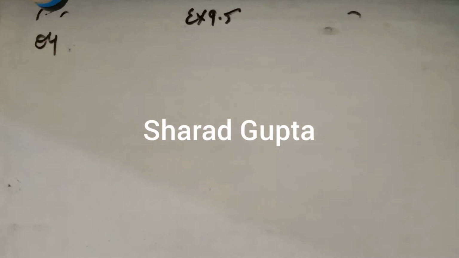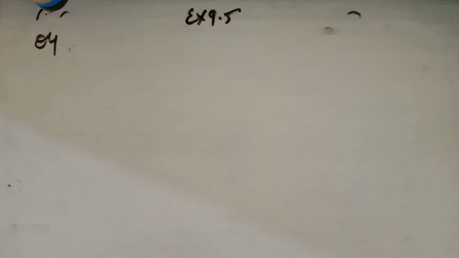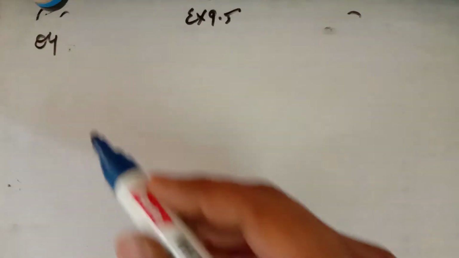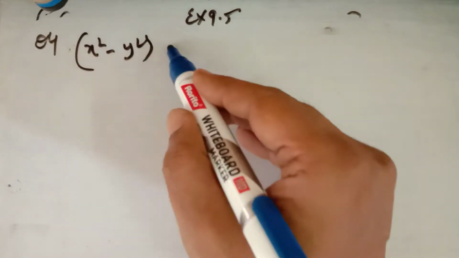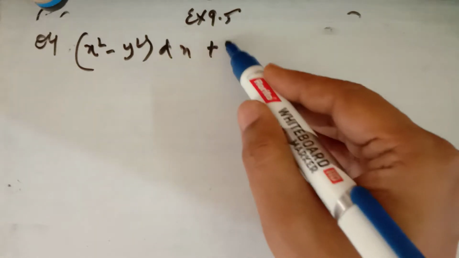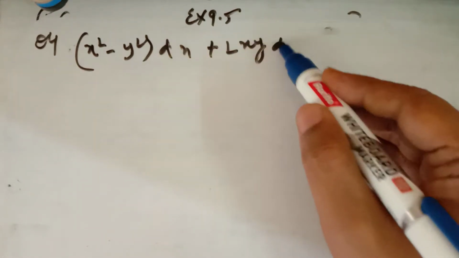Hello, this is lecture number 7 for the chapter Differential Equations of class 12th, and we're discussing the last lecture, exercise 9.5. We have discussed the homogeneous differential equation, and we have done up to question number 3 there. Now in question number 4, it is (x² − y²) dx + 2xy dy = 0. Now you have to prove that it is a homogeneous differential equation.